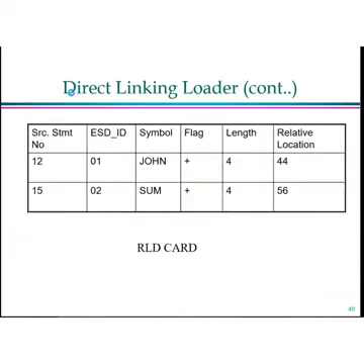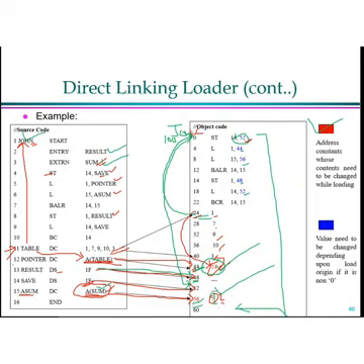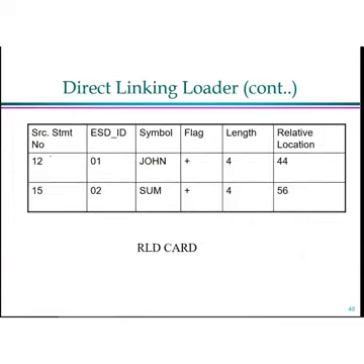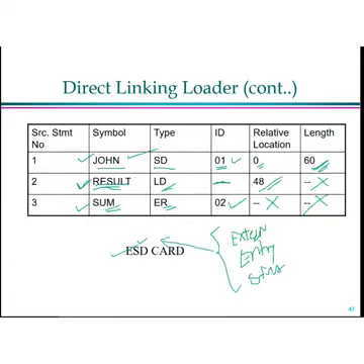So see here, you have to maintain the statement number. Your statement number 12 and statement number 50. So statement number 12, whose relative address is 44, that value needs to be updated if your symbol John value is updated. So the 44th location depends on the symbol John, whose ESD card number is 1. See, if you go to the previous card, the unique ID assigned is 1.